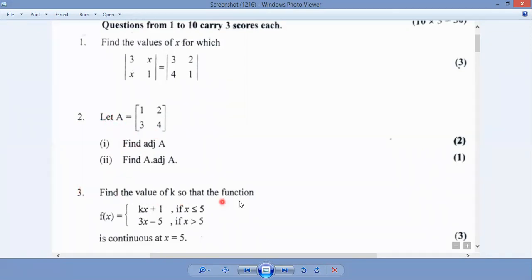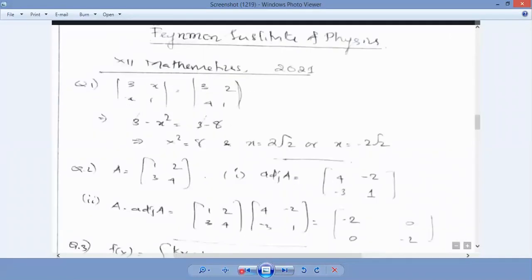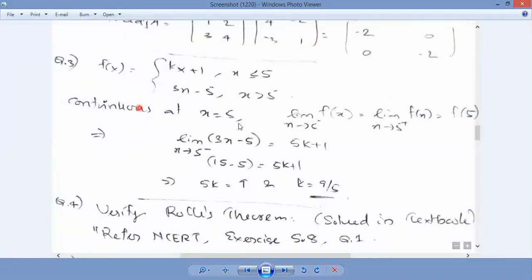The third question is: find the value of k such that this function is continuous at x equal to 5. Here I have shown that this is the condition for continuity of the function at x equal to 5. So the limit should be equal to the value of the function at that point. If we equate, the limit at this point for x less than 5 should be equal to the value of the function at x equal to 5. So substituting this, we will get this expression. Now substitute x equal to 5 here, and solving this simple equation, we can obtain the value k equal to 9 by 5. So that's the solution for the third question.